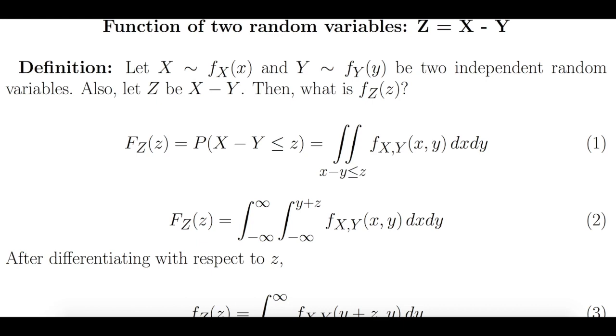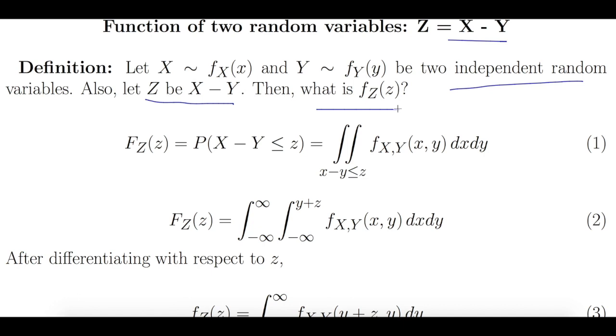Hello, so in this video we will talk about the function of two random variables, which is the difference. Again we have the starting definition that x is some random variable with some PDF and y is some random variable with some PDF, and we can assume that they are independent here, and we have z equal to x minus y, and we have to find the PDF of z.